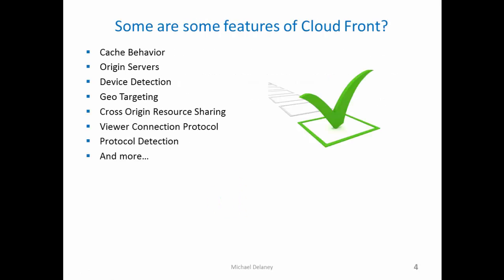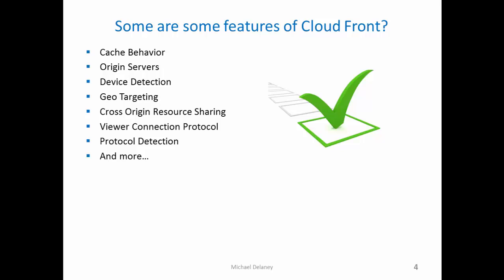So what are some features of CloudFront? There's cache behavior, origin servers, device detection, geo-targeting, cross-origin resource sharing, viewer connection protocol detection, custom SSL, geo-restriction, minimum expiration period, query string parameters. The list goes on and on. Some of them are direct, some of them are indirect, based off what other products of Amazon you decide to combine CloudFront with. But they're significant and all for different reasons. You may decide to configure some or not use some at all based off your particular plan or your objectives.